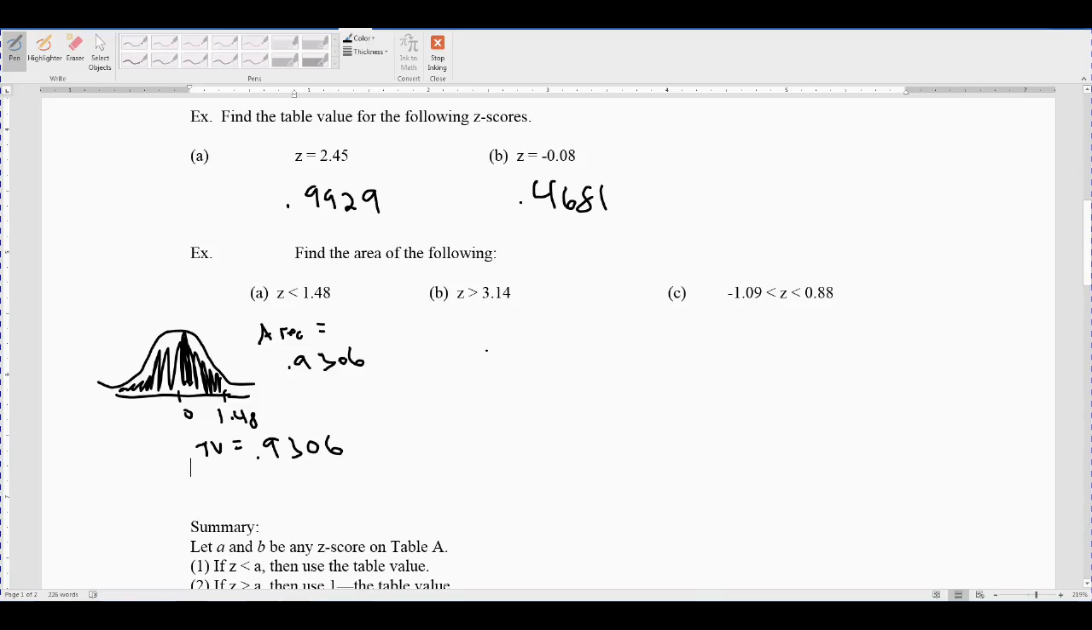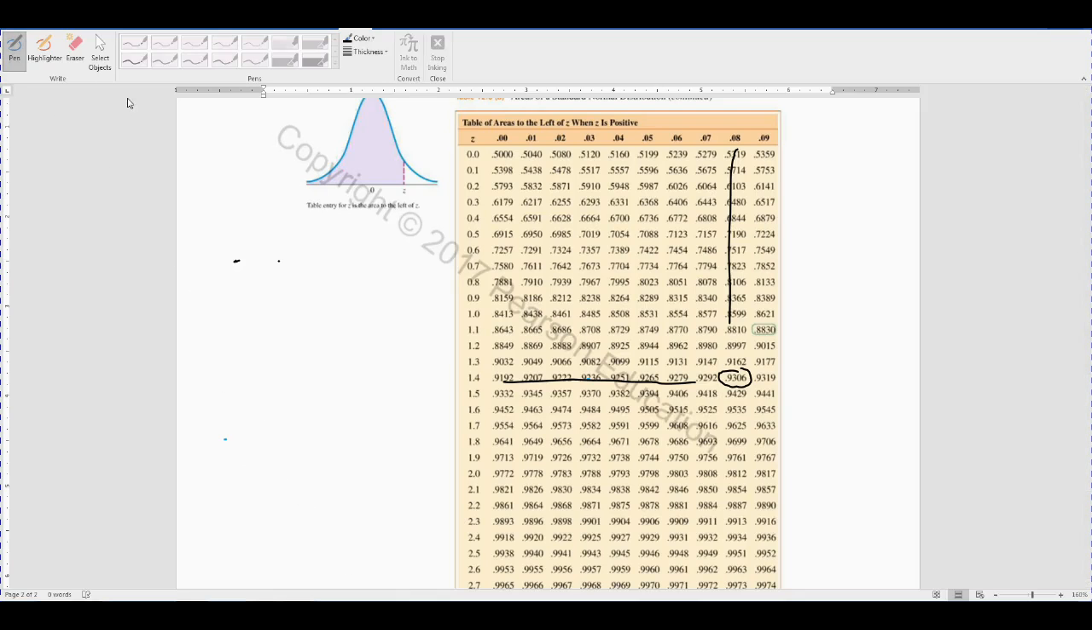Now let's look at this one. Z greater than 3.14. I'm going to draw the curve. 3.14 would be way over here somewhere. Greater than would be the region to the right, because greater than points to the right, so we'll shade that over there. So what we want to do is find the table value first for 3.14.